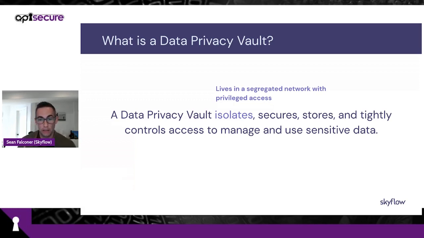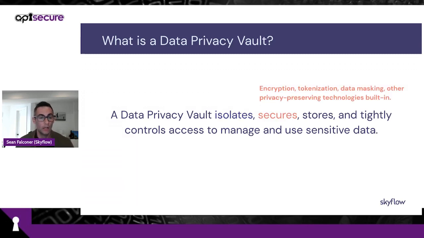But by combining things like machine learning with privileged log information of every access point, you can proactively detect things like abnormal behavior or abnormal access of one of your most valuable assets, which is your customer records. A data privacy vault also clearly needs very strong security around it. We need built-in privacy-preserving technologies, things like encryption, tokenization, data masking, polymorphic encryption, and so on.